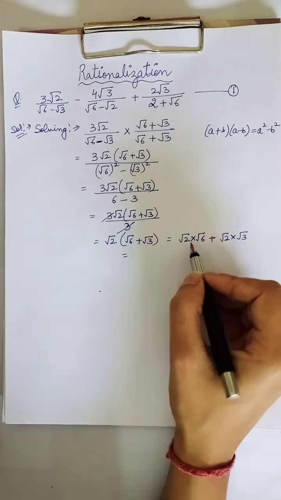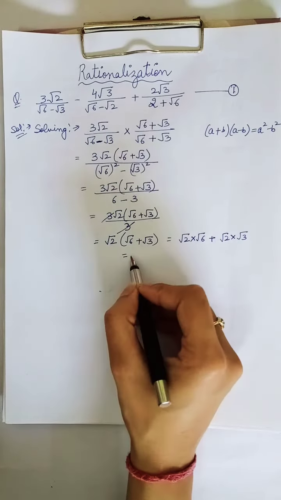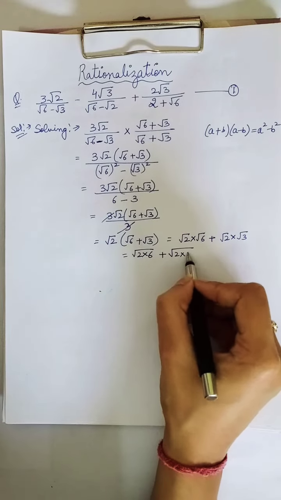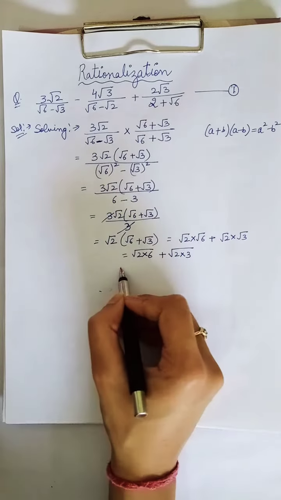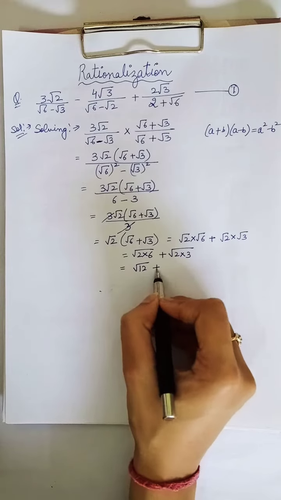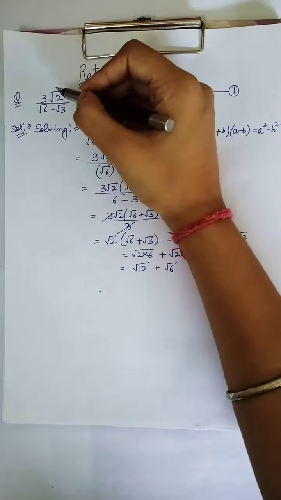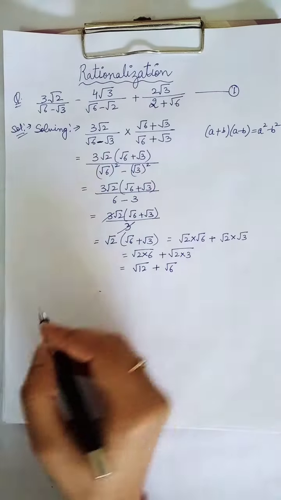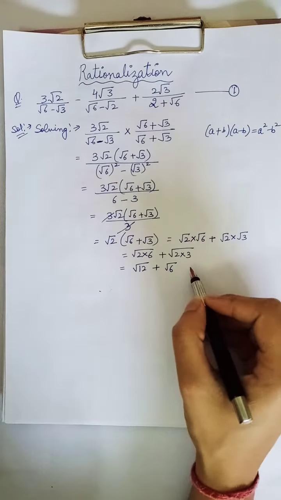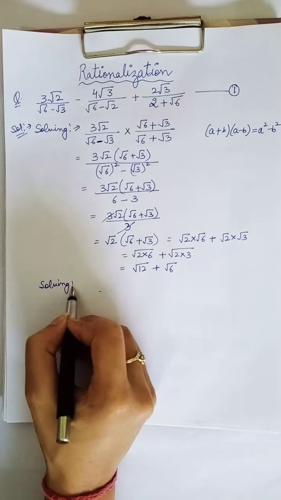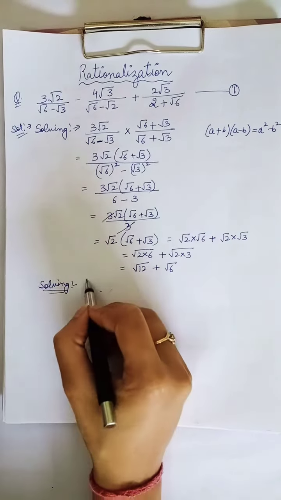So what is the answer? Root 2 into root 6, we can write it like this, because both the numbers are in the square root. So it is root 12 plus root 6. Okay, so now we have solved the first term. Now I am moving to the second term. Now I am solving the second term. This is the middle one.